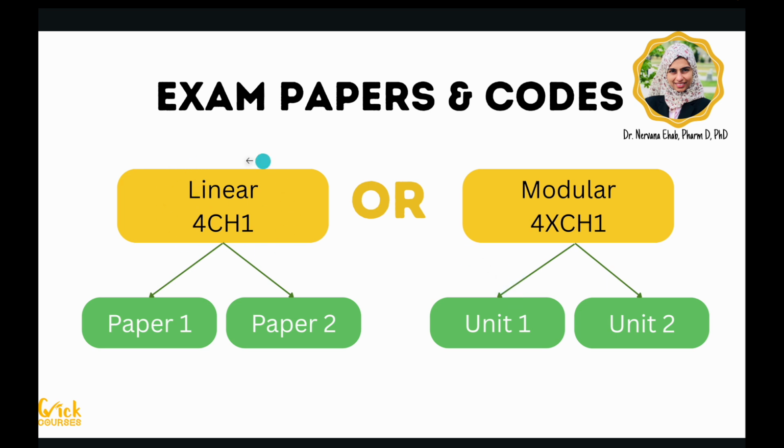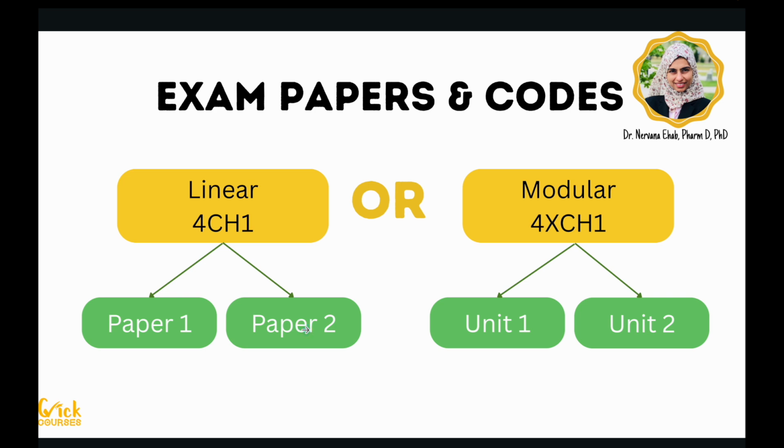So there are two codes for Edexcel, and I'm going to give you my recommendation. I actually recommend the modular, and I'm going to tell you why. But there are two of them: the linear and the modular. So you have to check with your school which one is being offered. And here is the code for the linear, CH1, and here's the code for modular. It just has an X added to it, XCH1.